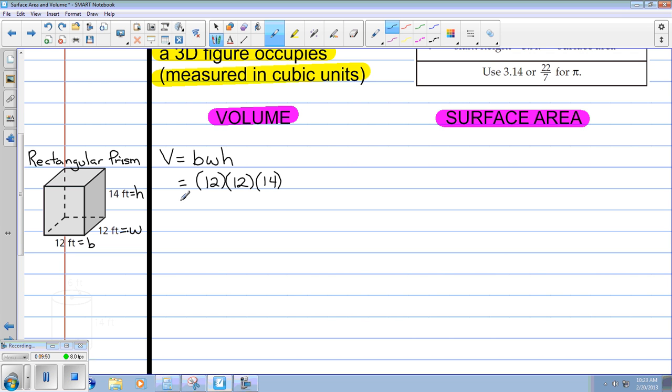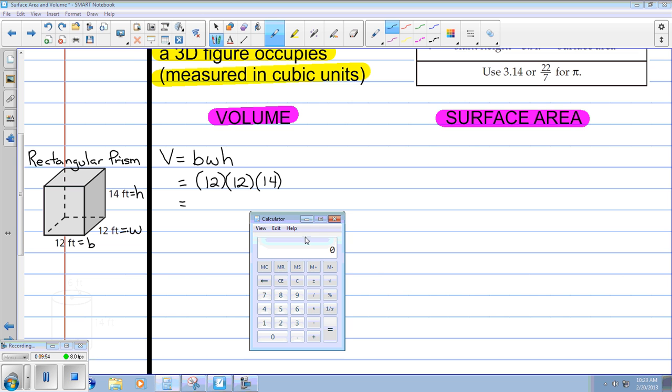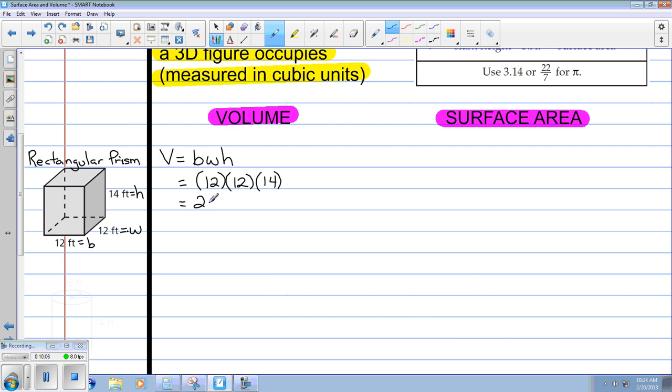So this is a pretty simple problem. You've been doing these for a few years. Now all you have to do is take your calculator and do 12 times 12 times 14, and it is 2016.